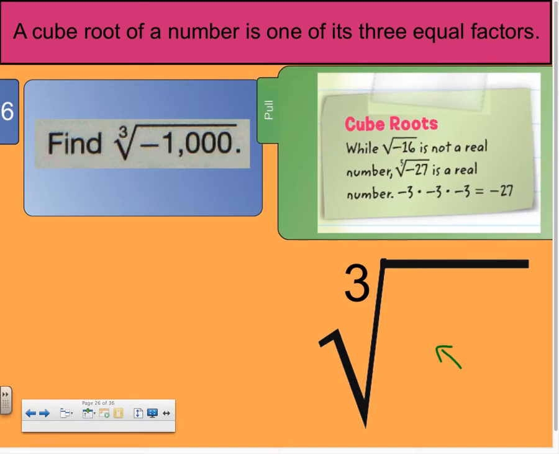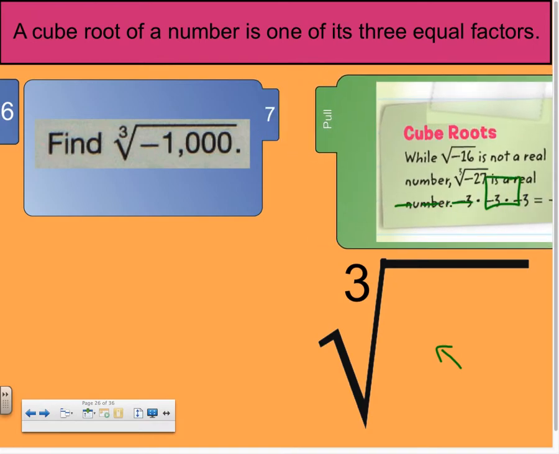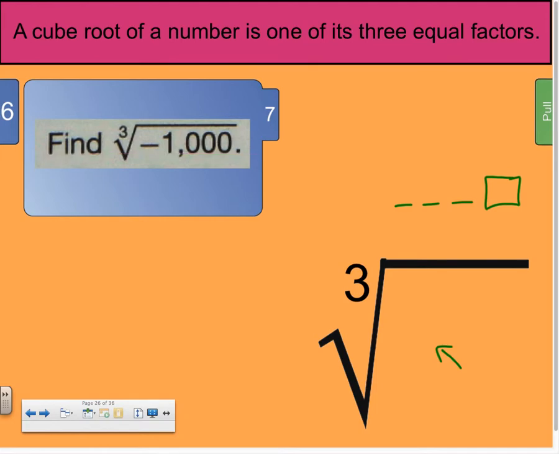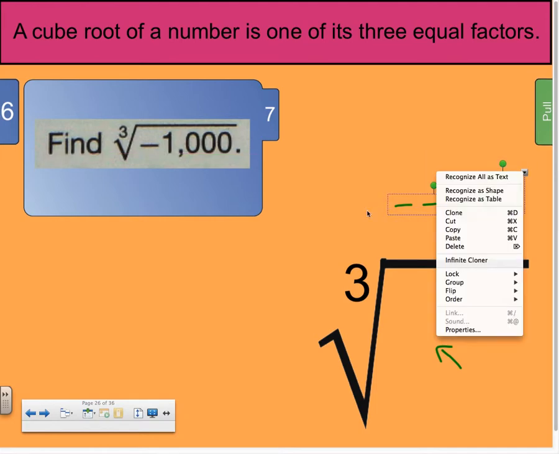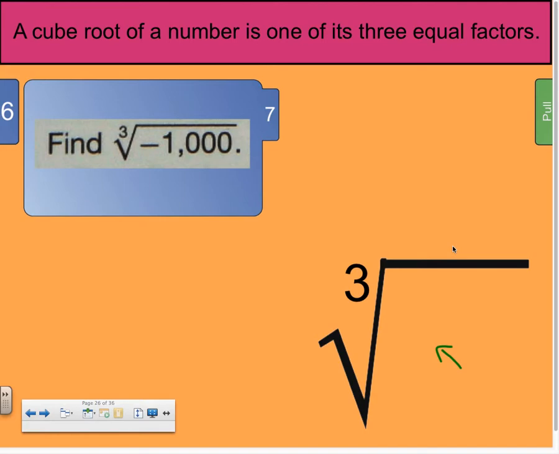While the square root of negative 16 is not a real number, the cube root of negative 27 is a real number. And why? Because we can multiply a negative 3 and a negative 3 and a negative 3 together and come up with that answer of negative 27. So when we're working with cube roots, we are able to have a negative number under the radical because we can multiply a negative factor 3 times and come up with a negative answer.